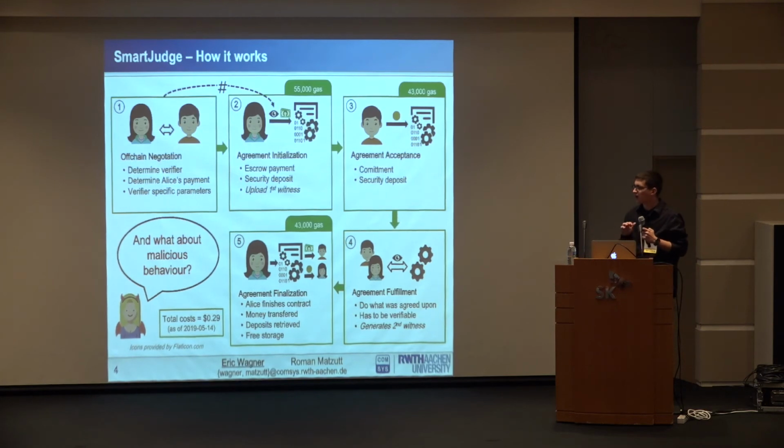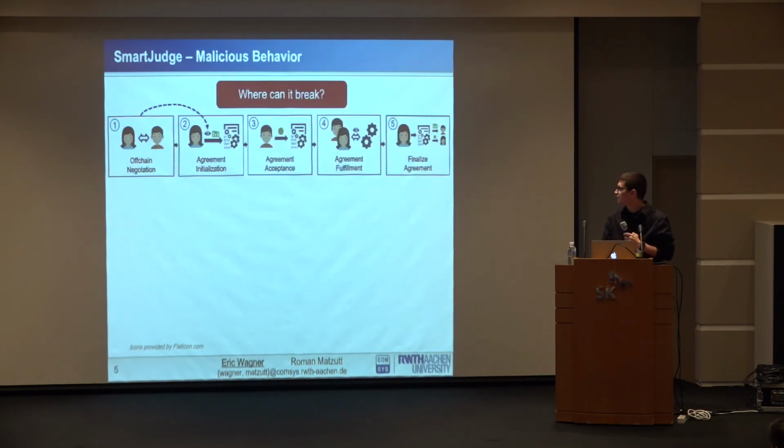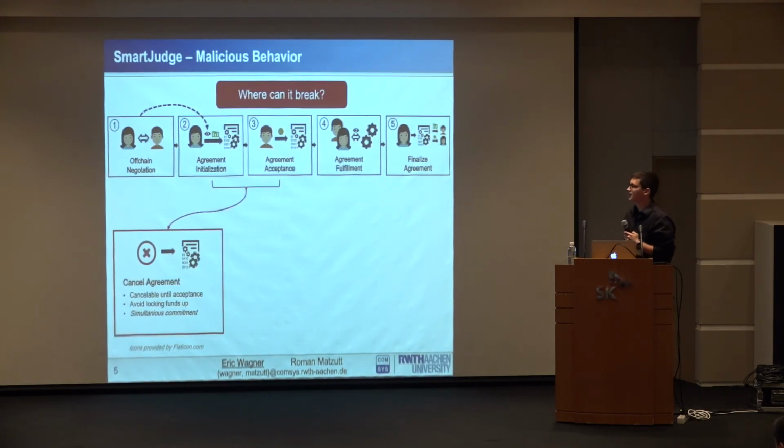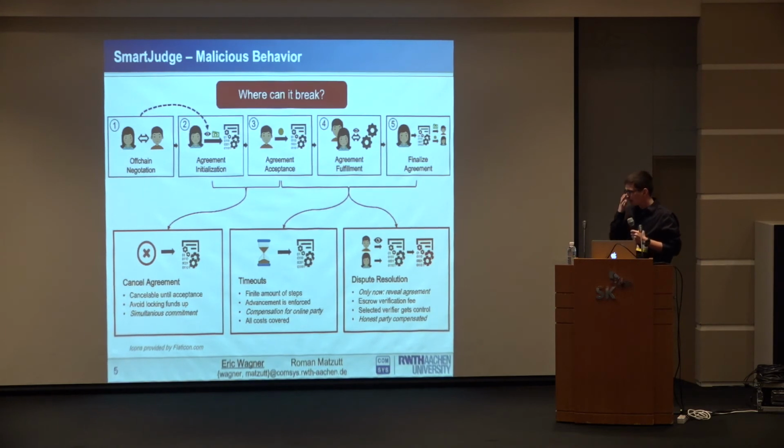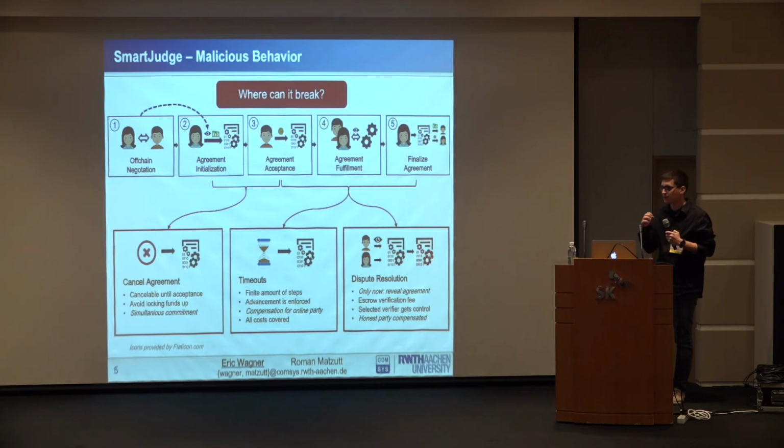And then we have to look at how this can be cheated, and what methods we use to really make this secure. So the first thing is that Bob can just not react after Alice initiated the agreement. In that case, we just have to allow Alice to cancel an agreement. And this also has the nice property that both parties commit at the same time, which is nice, as we will see later. And then, during the execution of the protocol, we have to use timeouts. So we force that the protocol is advanced, and if some party goes offline, we just say, yeah, this was the dishonest party, and we give the money back to the honest party that's still online. And only then, in case it comes to an active disagreement between both parties, we rely on this verifier that was negotiated earlier. And only then we reveal the agreement and try to resolve the problem on the blockchain.